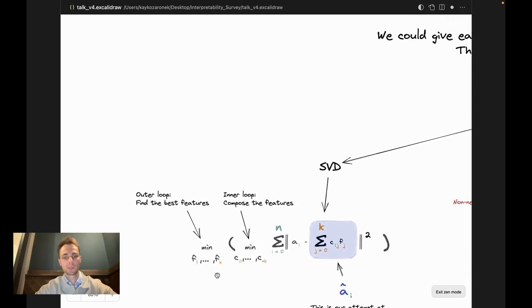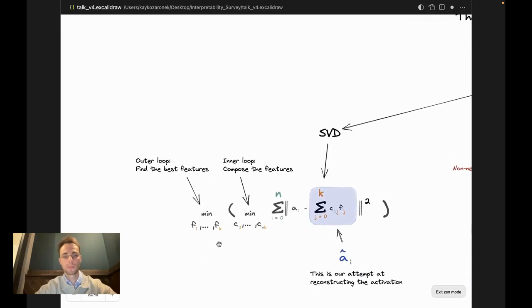In SVD, we have the following optimization problem. First, we have an outer loop that minimizes over the features. We want to find the best features that minimize this expression. And in the inner loop, we want to minimize over the coefficients. Now, you can see this term here, and this is exactly the assumption that we were making in the beginning. This is where we attempt to reconstruct the activation by multiplying our feature vectors with the weights. And this here is just a simple mean squared error term where we want the error term to be small.